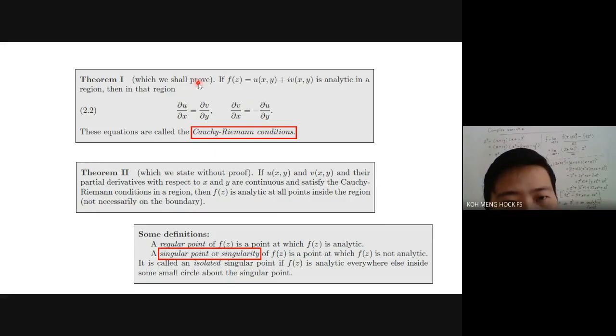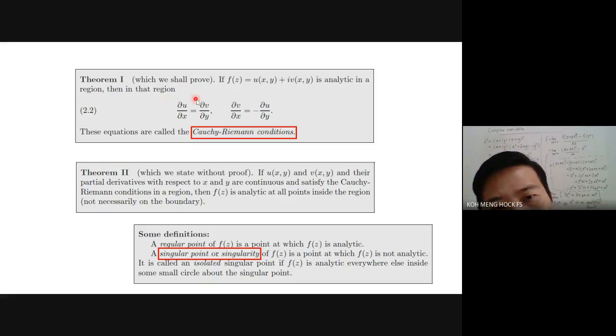Okay, so this is when you take the partial derivative of u with respect to x. But now if we take the partial derivative of u with respect to y, this is going to be equal to the negative of the partial derivative of v with respect to x. Dia terbalik saja. So kalau kita ingat yang ini senang. Du dx sama dengan dv dy. So it means it is analytical.